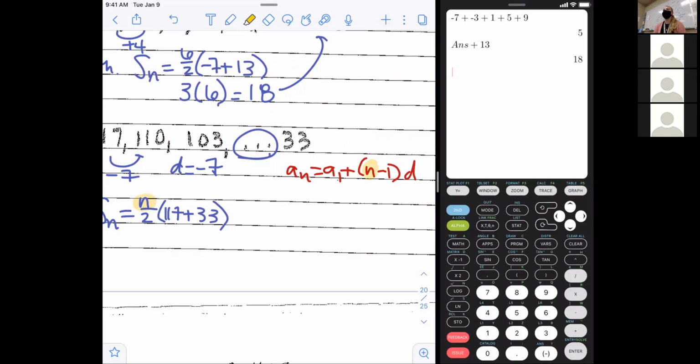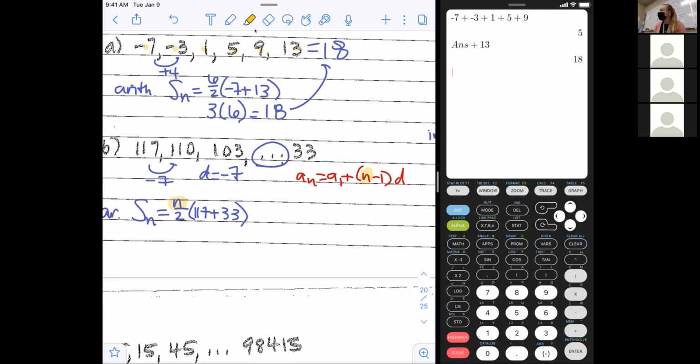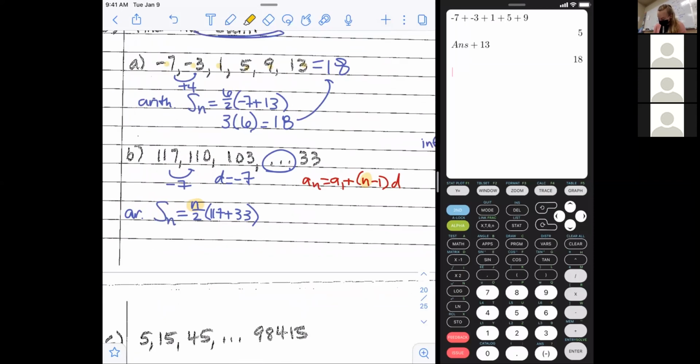It's just a formula with 4 variables. So as long as you have 3 pieces of information, you can find whichever 4th piece you need. In this case, I know that my a sub n, or my last term, is 33. I know that my first term, a sub 1, is 117. I don't know n, but I do know d is -7. Now we just have an algebra 1 equation, and we're going to solve that for n.